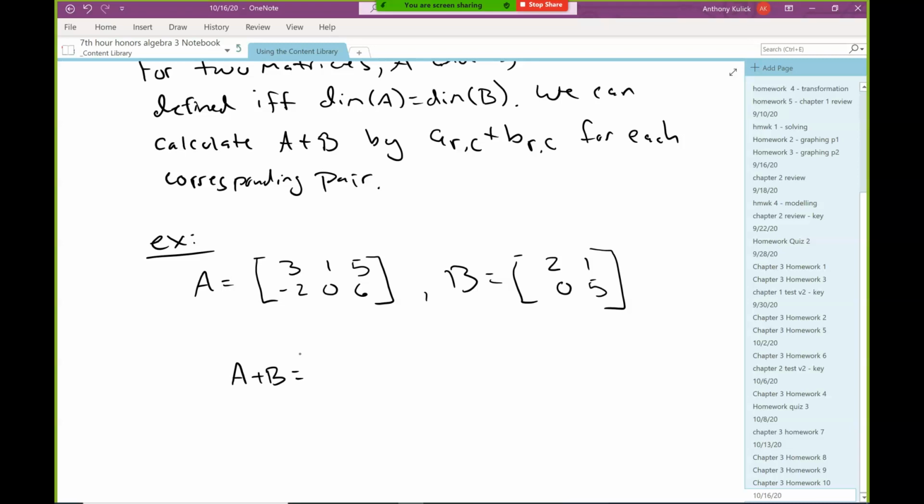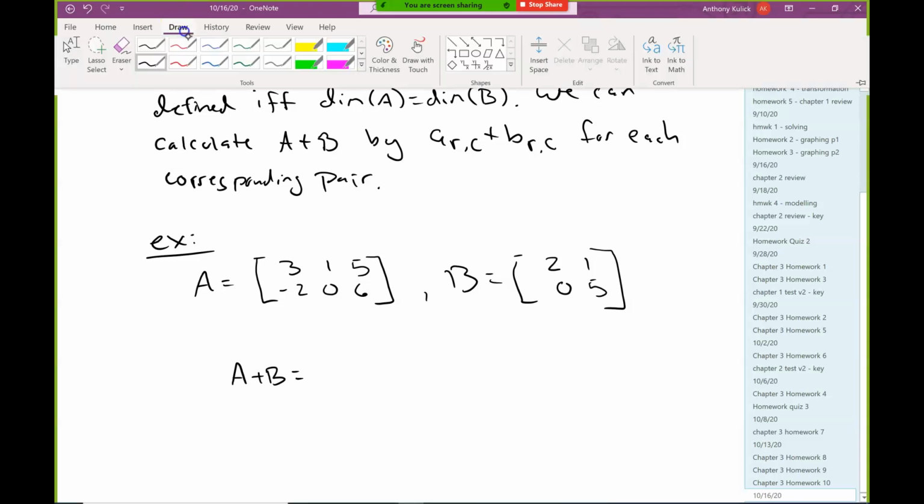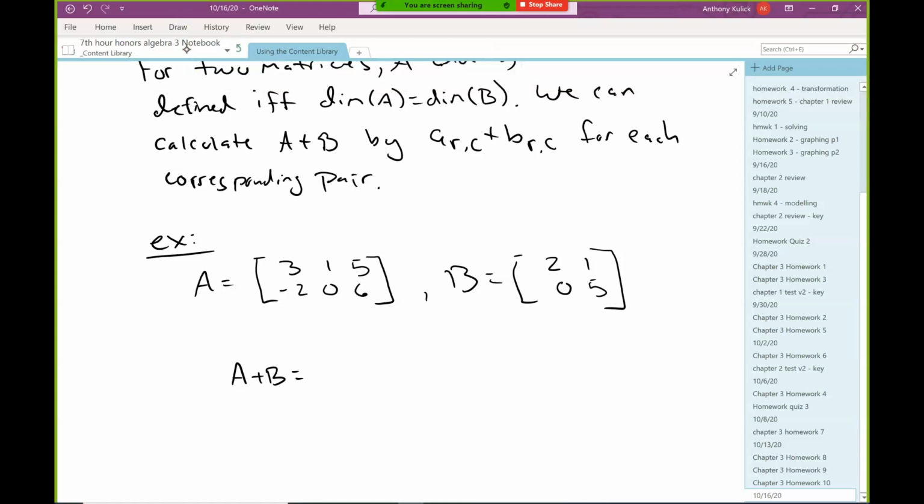So let's say we have this matrix A and this matrix B. What do I get when I add them together? You can't. Very good. Why not? The dimensions are not equal. So what do we write here? We just write that this is undefined.